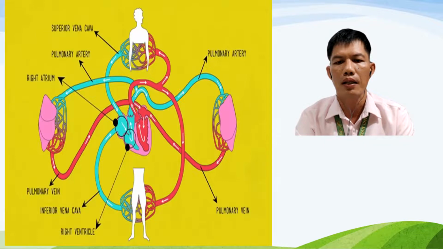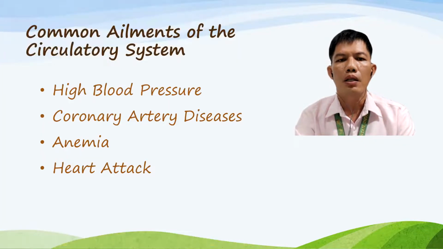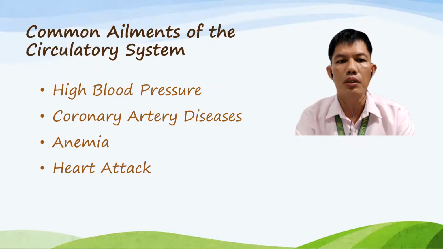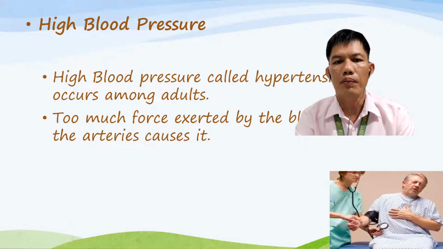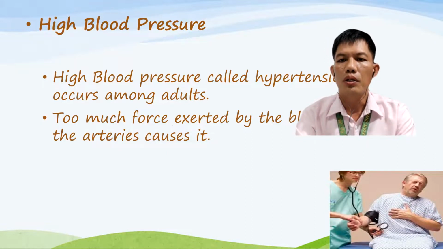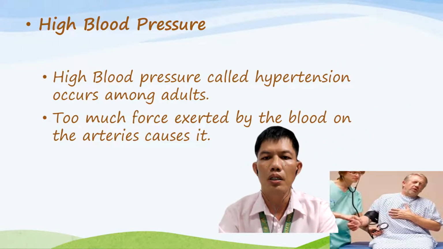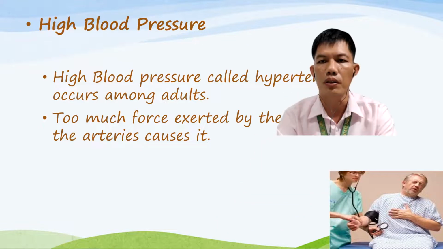Now let's go to the last topic, common ailments of the circulatory system. Okay. These are the following: high blood pressure, coronary artery disease, anemia, and heart attack. High blood pressure, or hypertension, is too much force exerted by the blood on the walls of the arteries. Okay, so you can see there the definition. It is called hypertension.